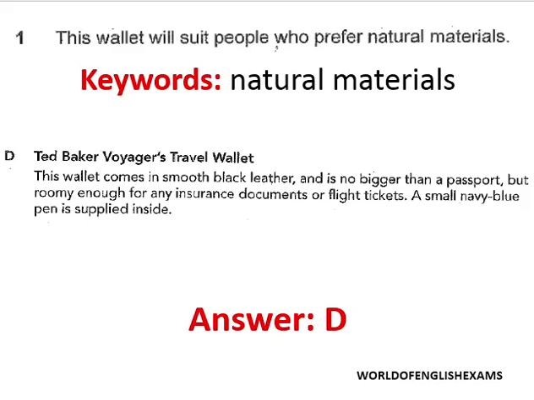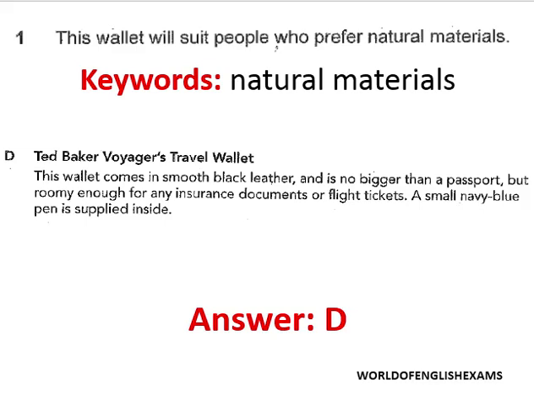So let's read this paragraph, which is called D. This wallet comes in smooth black leather. Obviously, we do know that leather is a natural material, and hence what is the answer? It is D. So this is as easy as it gets, guys. There is no sort of complication, there is no sort of difficulty in answering this. All you need to observe is some words. So the answer is clearly given because of leather. So leather is a natural material. You need to understand and make inferences like that.